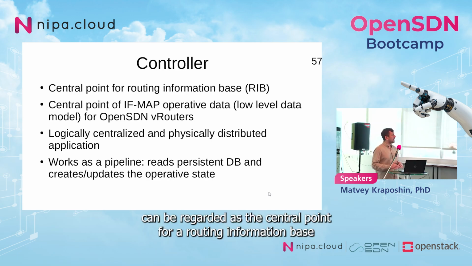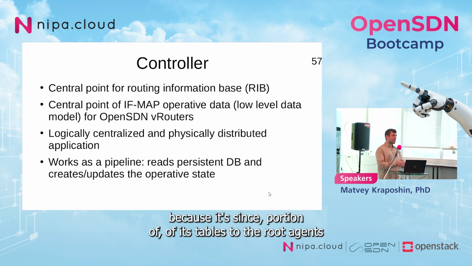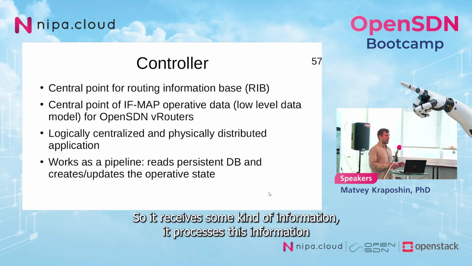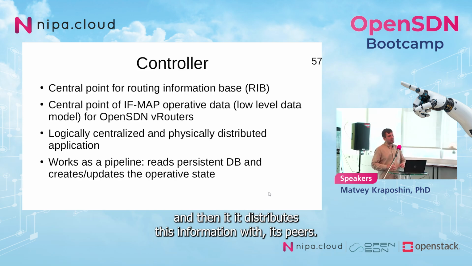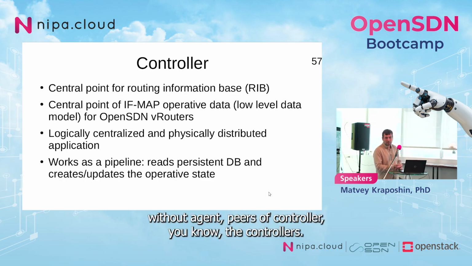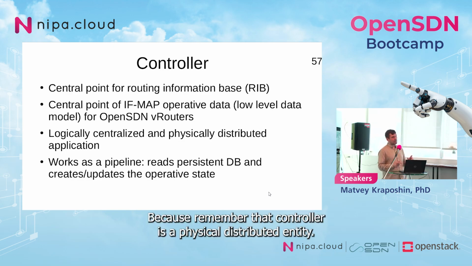And controller can be regarded as the central point for the routing information base because it sends portions of its tables to the route agents. And it works as a pipeline. So it receives some kind of information, it processes this information, and then it distributes this information to its peers. And we remember that peers of controller can be of three types. The route agents are peers of controller. Then other controllers, because we remember that controller is a physically distributed entity.